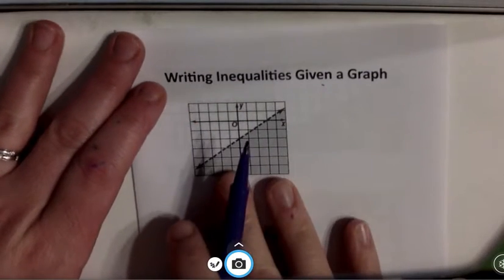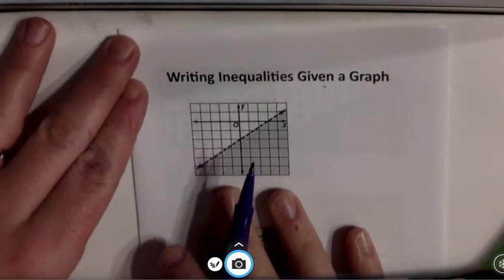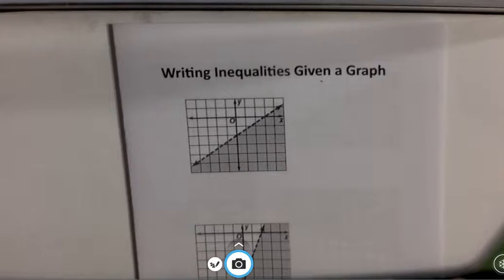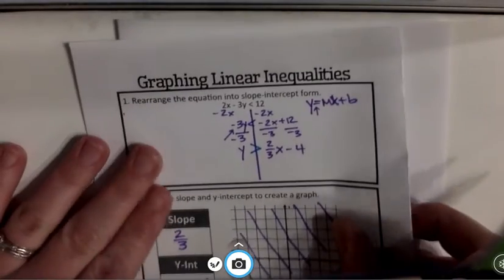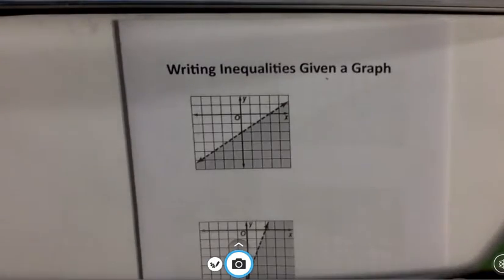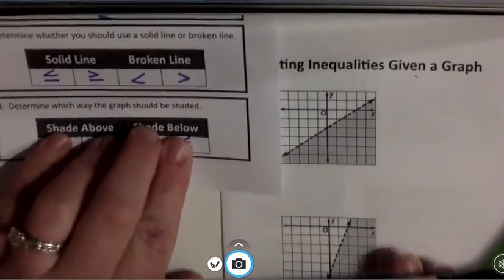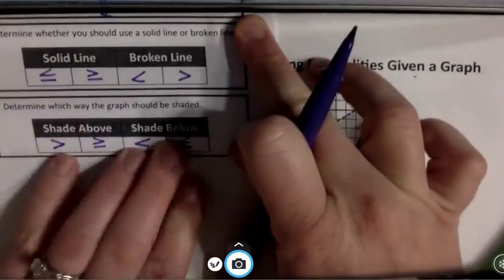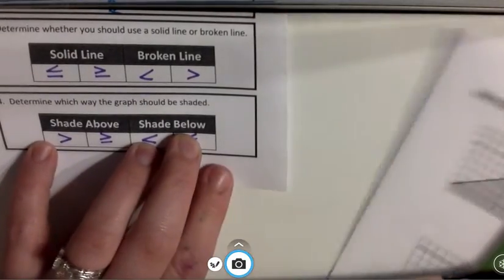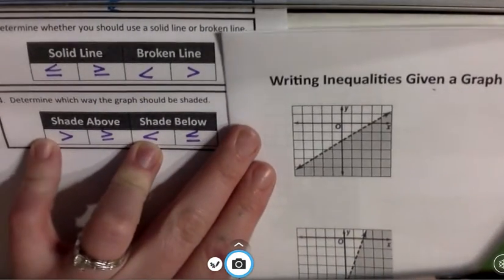But we're going to write inequalities given a graph, and we're going to pay attention to some of the same notes that we took before, like these notes. The particular parts of the notes that I'm really going to be paying attention to are the parts where we have solid versus broken lines and shading above or below. So I'm going to highlight those right here so I have those at my disposal this whole time. So, writing inequalities given a graph.